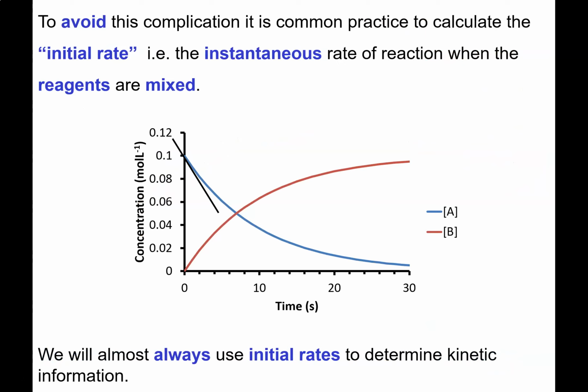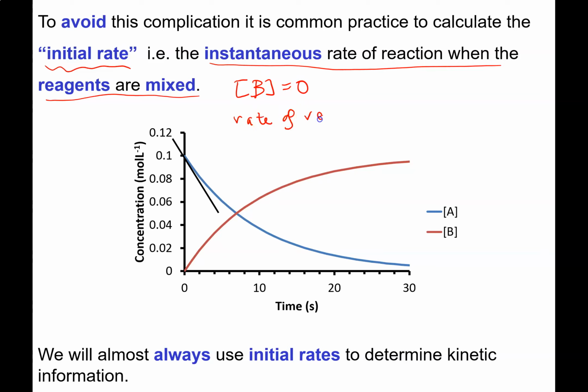So to avoid the complication of the reverse reaction, it's common practice to calculate what we call the initial rate, which is the instantaneous rate of the reaction when the reactants are first mixed. The reason for this is because then the concentration of our product will equal 0, and the rate of the reverse reaction will equal 0 as a result. So we'll almost always use initial rates to determine kinetic information, and in particular the rate law.